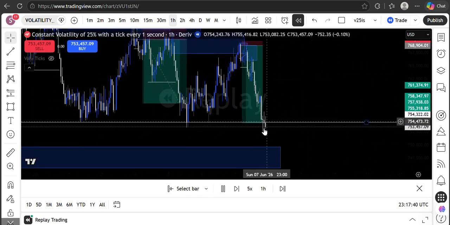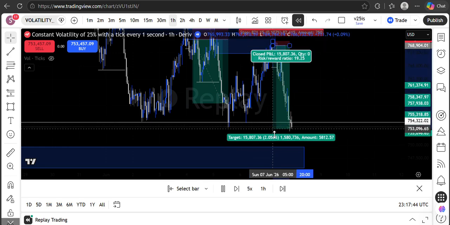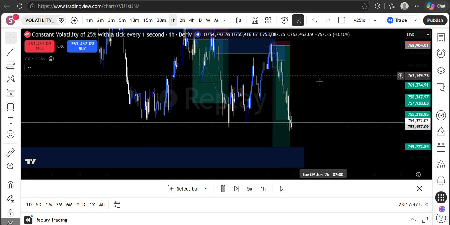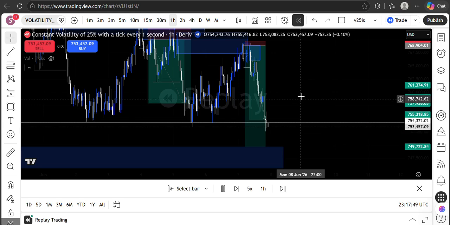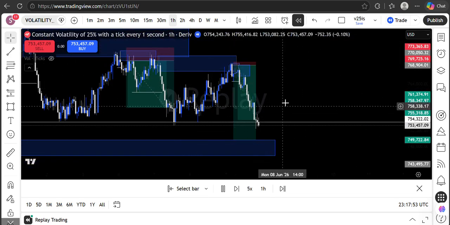So that's it. This is where price is currently. We are still anticipating it getting to this particular zone, and then of course reacting, maybe moving up. But the most important thing is that we exited the trade here.